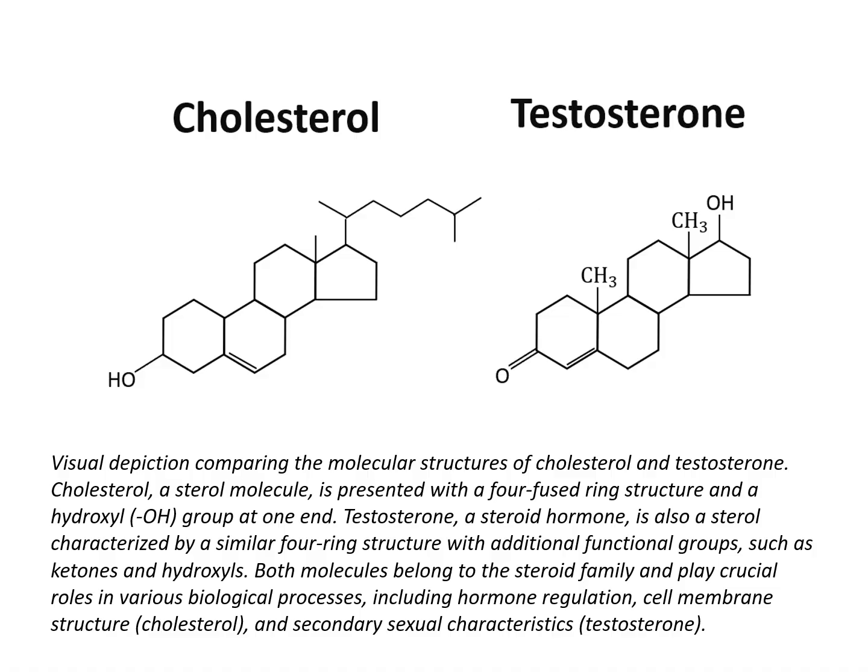This is a great moment to revisit how small structural differences can lead to very different biological roles. Here we see cholesterol and testosterone, both members of the steroid family. You might recognize testosterone on the right. We introduced it earlier when discussing functional groups, alongside estradiol. On the left is cholesterol, with its signature 4-fused ring structure and a hydroxyl group at one end. It serves as both a structural component of cell membranes and a precursor to other steroids.